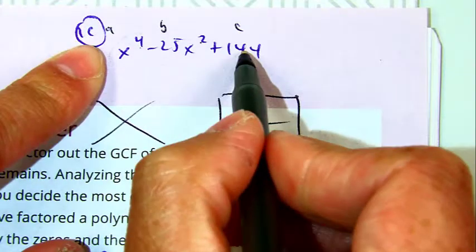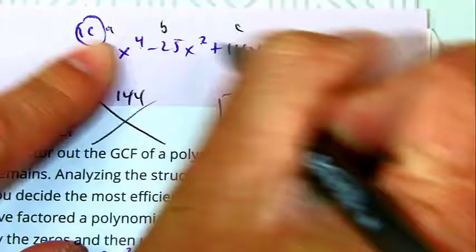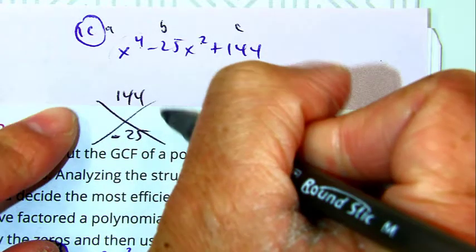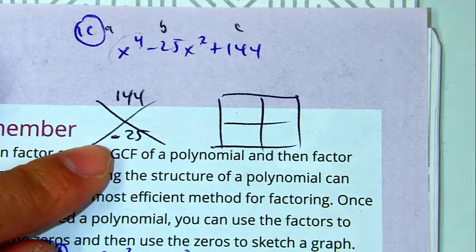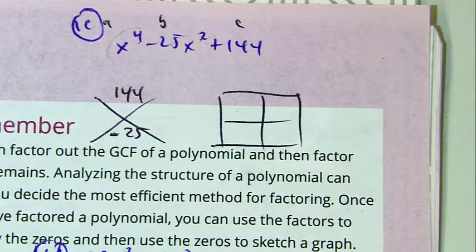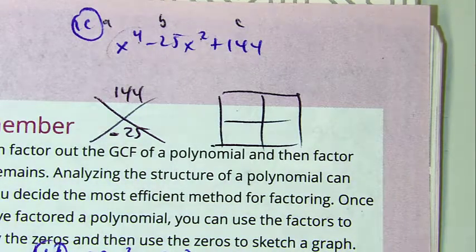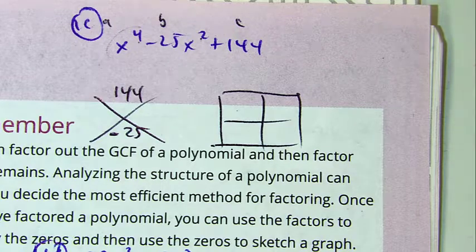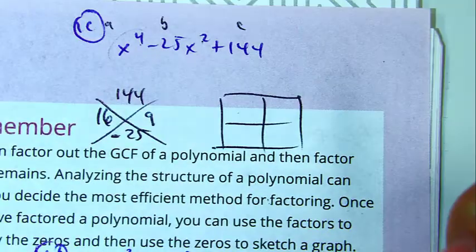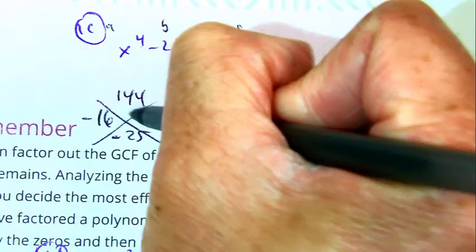A times C is 144. My B value is negative 25. Those are the two numbers that multiply to be 144, but add to be negative 25. 16 and 9. What is it? 16 and 9. Good job. I could not think of those numbers on my own. And they're both negative? Yeah. Good job.